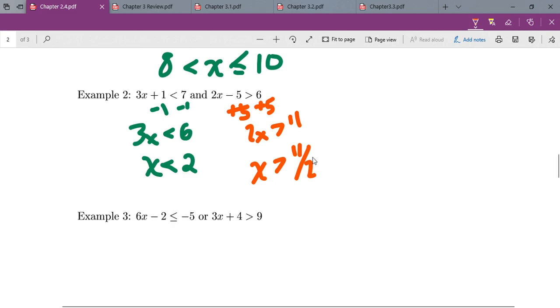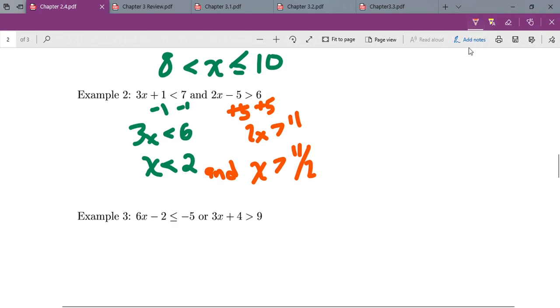Okay, so here, and means both of them have to happen. Okay, so x needs to be less than 2 and x needs to be greater than 11 over 2. Now sit there and think if that's possible.